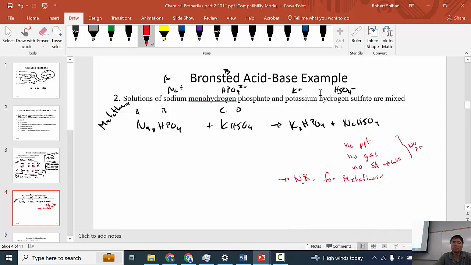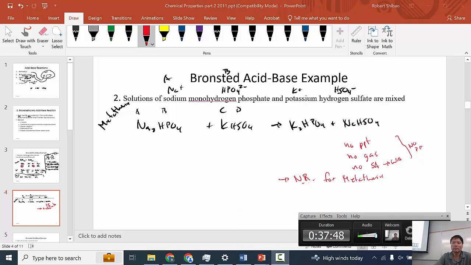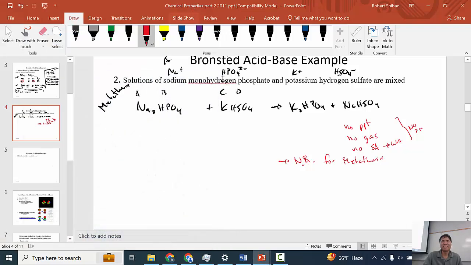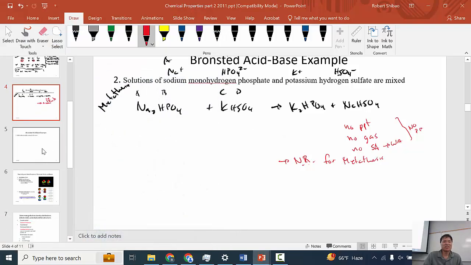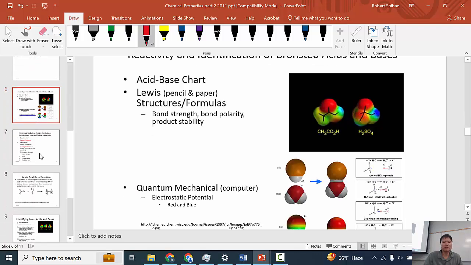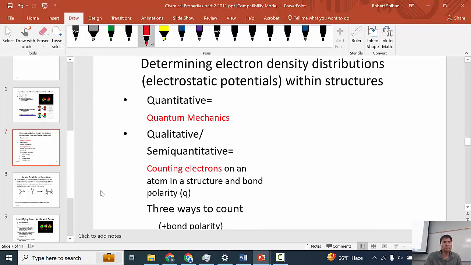What am I missing in the inventory up here? Water. You can't forget water in all of these. Let me go on here. Let's see, we're going to go through here. We're just going to look at Bronsted. We're going to do this other stuff later.